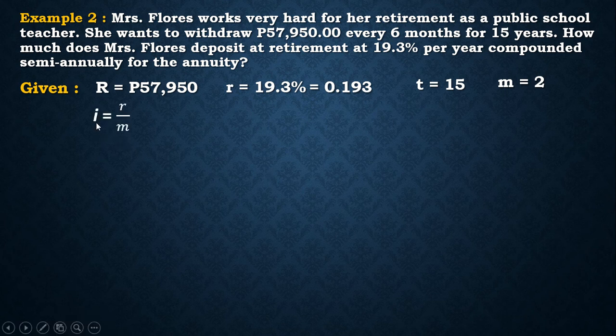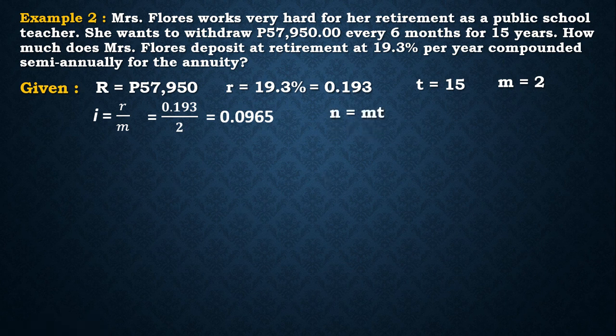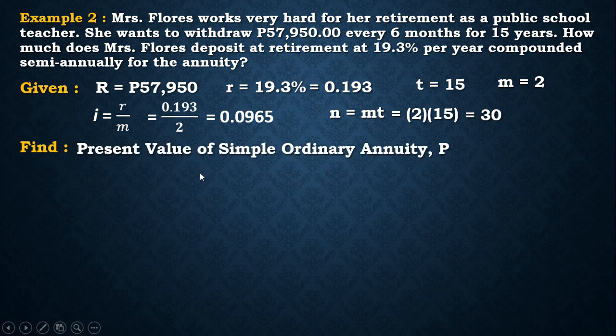And then we have to solve for i, or the interest rate. That is r divided by m, equal to 0.193 divided by 2. Yung m, i-divide po natin ito, kaya magiging 0.0965. And then we have to find for the n. That is equal to mt. So substitute natin yung m tsaka t. That is 2 times 15, that is 30. Ngayon, we have to find for the present value of simple ordinary annuity, P.